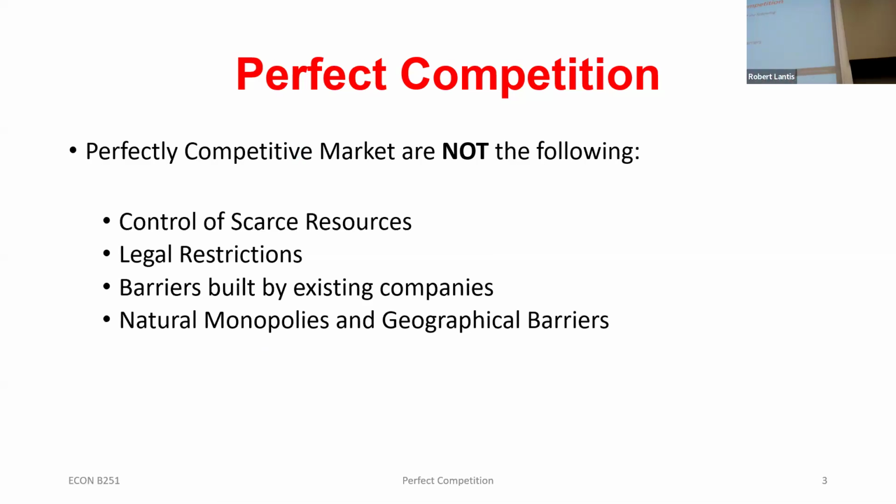Also, existing firms aren't keeping other firms out of this industry, so they're not colluding to keep out competitors. Natural monopolies, I think I've mentioned this a little bit, but it's like an electric company in Bloomington. There's only one, right? That's not going to be a perfectly competitive market. We have to have many firms, many buyers. No one firm or buyer has any influence over the price. We're all price takers. Okay?